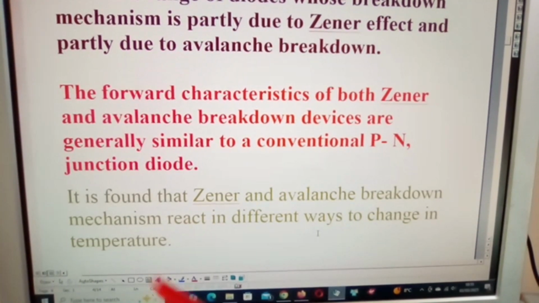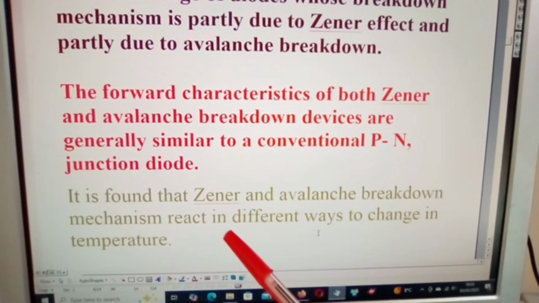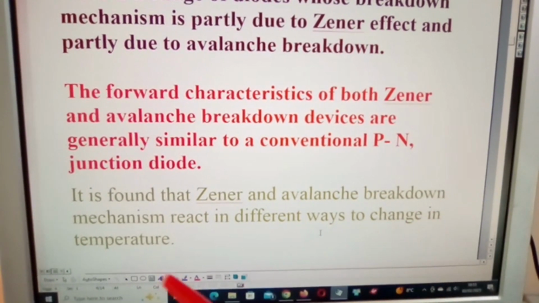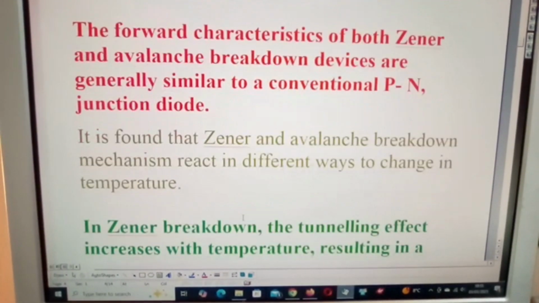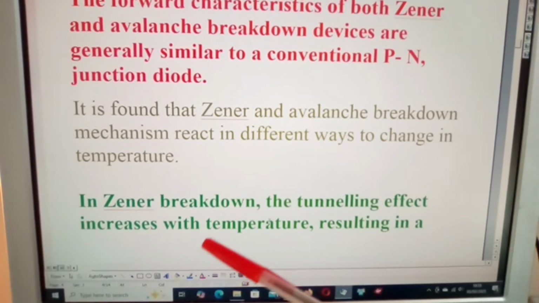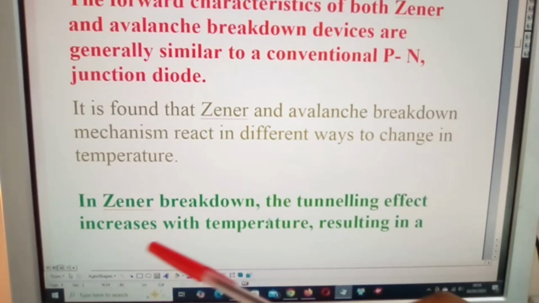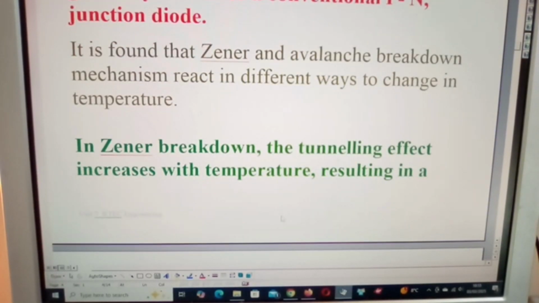It is found that Zener and avalanche breakdown mechanisms react in different ways to change in temperature. In Zener breakdown, the tunneling effect increases with temperature, resulting in a... okay. We'll pick this up in the next section.